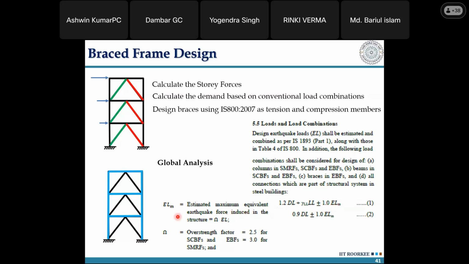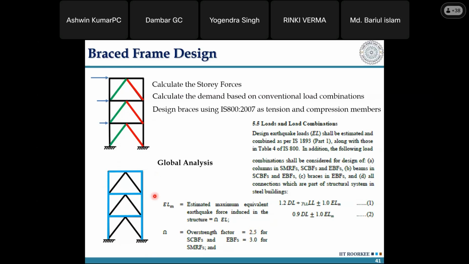Now, 1 times ELM means omega times earthquake load, right? Omega is the overstrength factor, which is 2.5 for SCBF and EBF and 3 for SMRF. So what you will do is take your same model with the braces, use this particular combo with the overstrength factor, and find out what the forces in the beams and columns are.